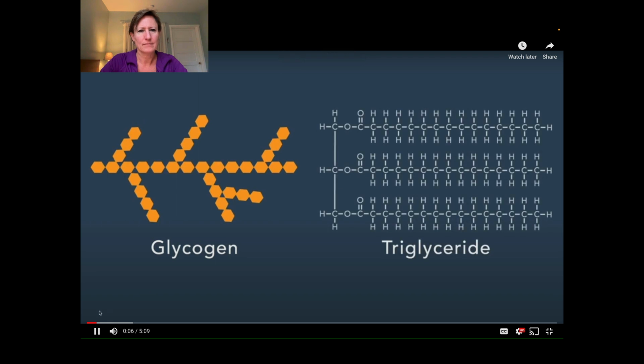Glycogen and triglycerides are the two main forms of energy storage in the body.